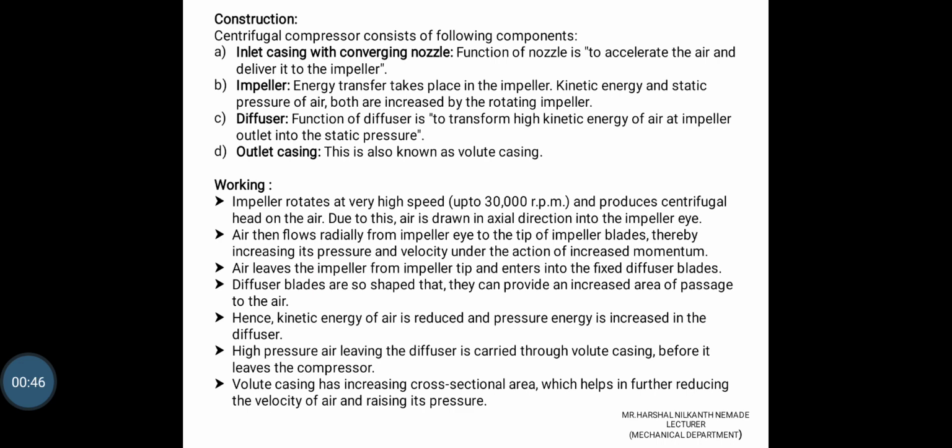Construction: a centrifugal compressor consists of the following components. Inlet casing with a converging nozzle. The function of the nozzle is to accelerate the air and deliver it to the impeller. The energy transfer takes place in the impeller. Kinetic energy and static pressure are both increased by the rotating impeller. Diffuser: the function of the diffuser is to transform the high kinetic energy of air at the impeller outlet into static pressure. Outlet casing: this is known as the volute casing.